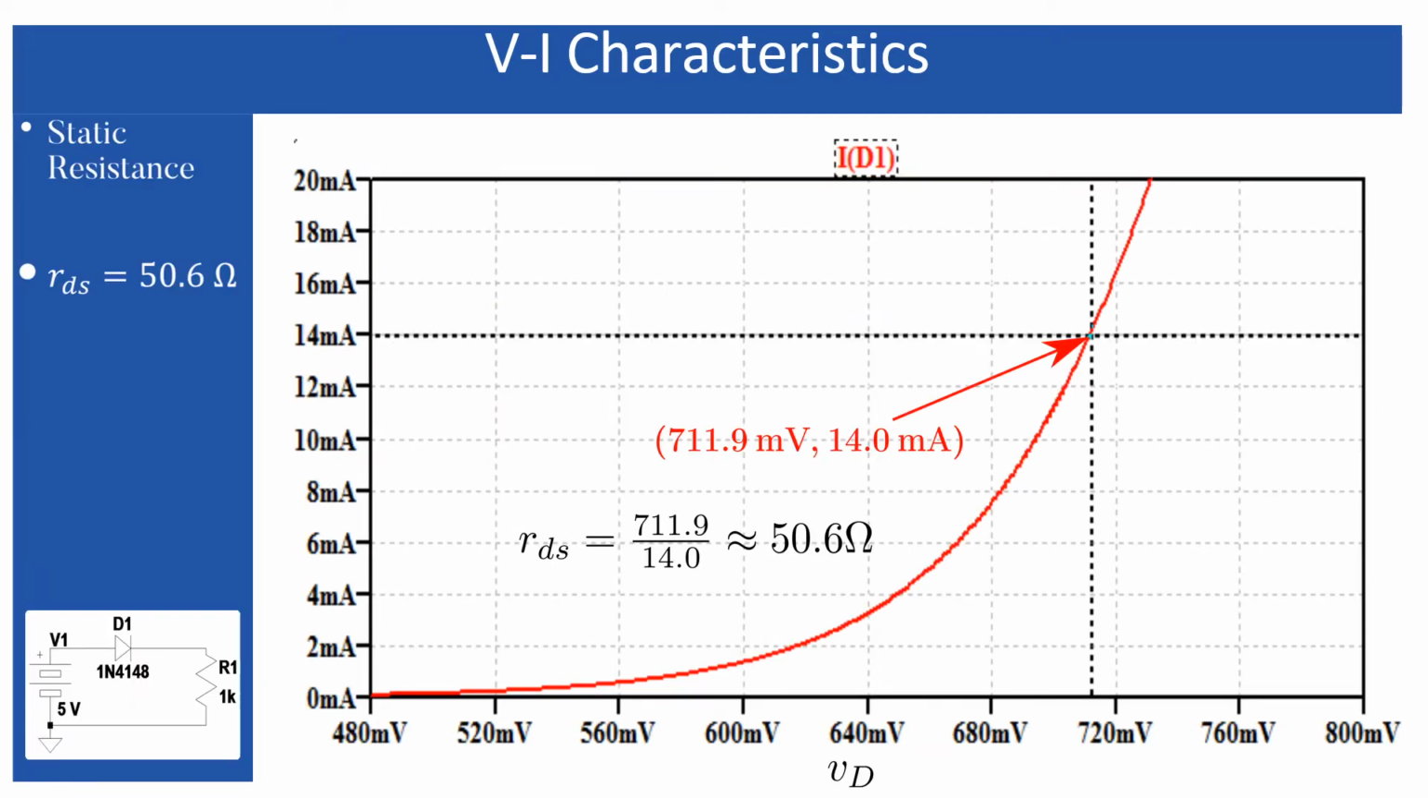The static resistance of a forward bias PN junction diode. What does static resistance mean? Static resistance means the resistance a DC current experiences due to the presence of a DC voltage source. The static resistance can be obtained from the forward bias VI characteristics as I have shown here. For example, in this particular case, I am considering that for a given value of this DC voltage, the circuit is drawing a current of around 14 milliampere.